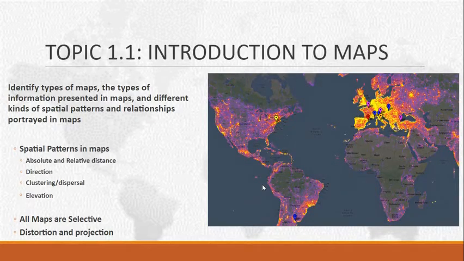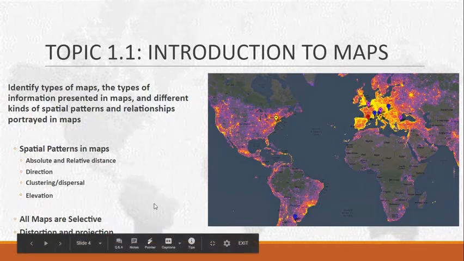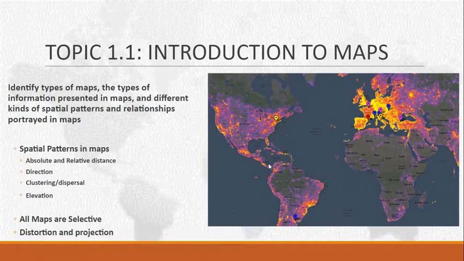So once again, introduction to maps. Maps present information. They show us spatial patterns and relationships. Different spatial patterns that we can see in maps are absolute and relative distance, direction, clustering, and dispersal. We look at distribution and patterns in maps, and we can also sometimes see elevation. We also need to remember that all maps are selective in the information they choose to show. They're all generalizations of the real world, and they distort; different projections have different distortions as well.